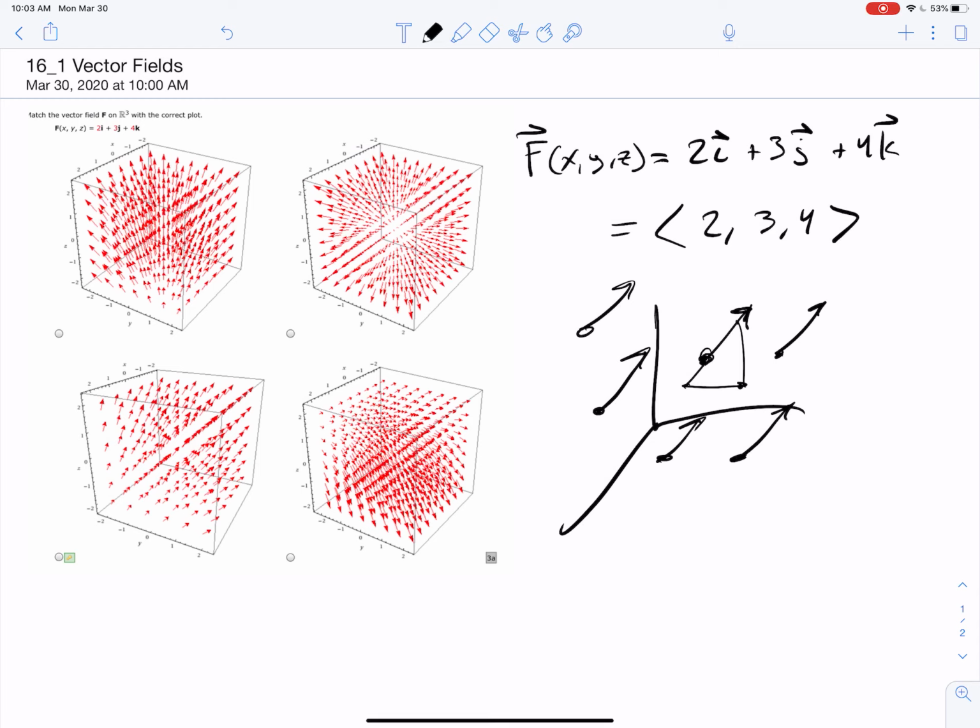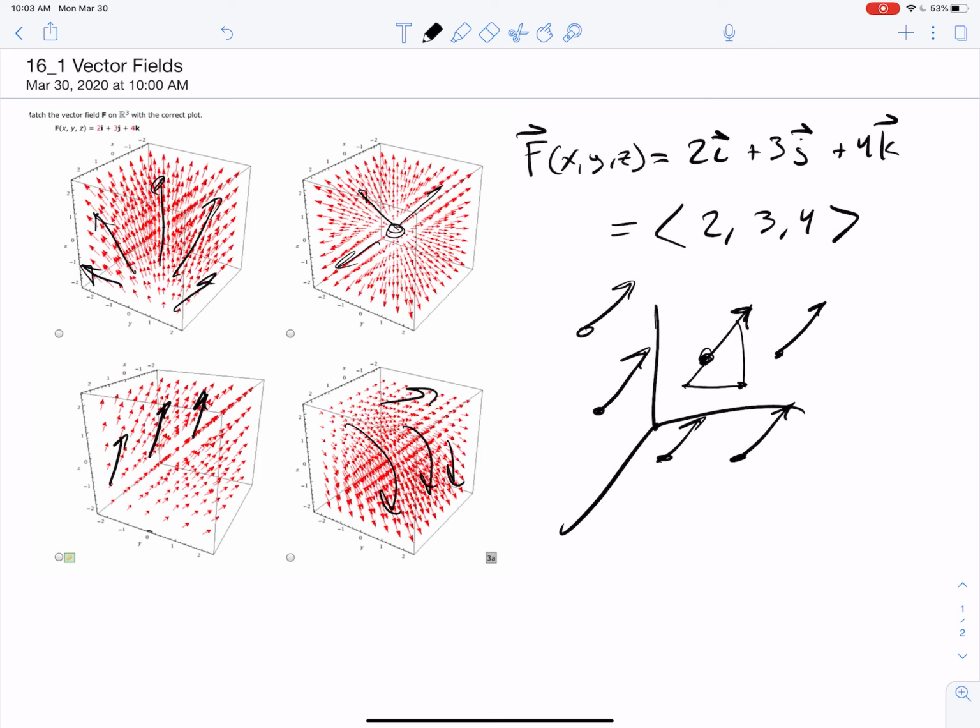So this one, it looks almost like a radial vector field, like everything's kind of pointing out from the origin. This one, everything's kind of pointing up, but some over this way, some over that way. This one, they're kind of pointing down, but some over, some down. This one, they all appear to be pointing in the same direction.